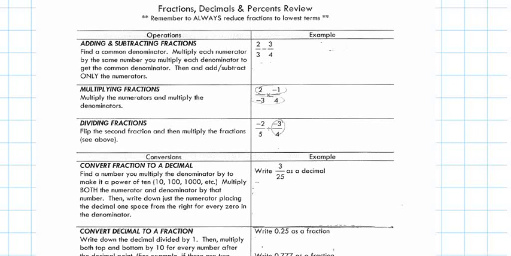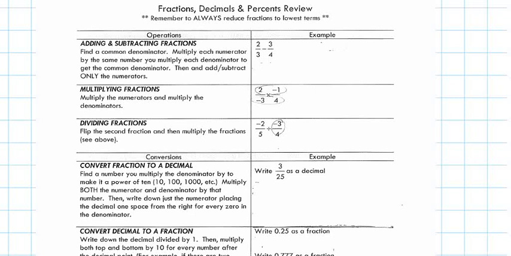So the first thing we're going to talk about is adding and subtracting fractions. When you're adding and subtracting fractions, the most important thing that you have to do first is make sure that you have a common denominator. Okay? So in a fraction, the top is called the numerator, the bottom is called the denominator. In order for you to be able to add or subtract the two, you must have a common denominator in the bottom.